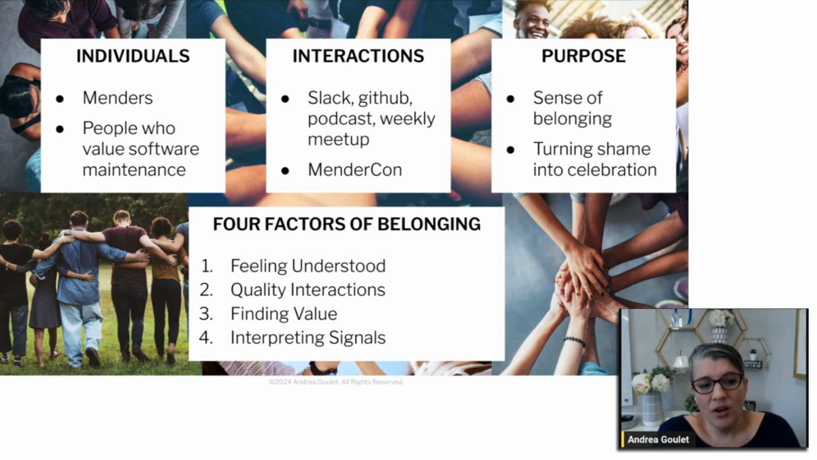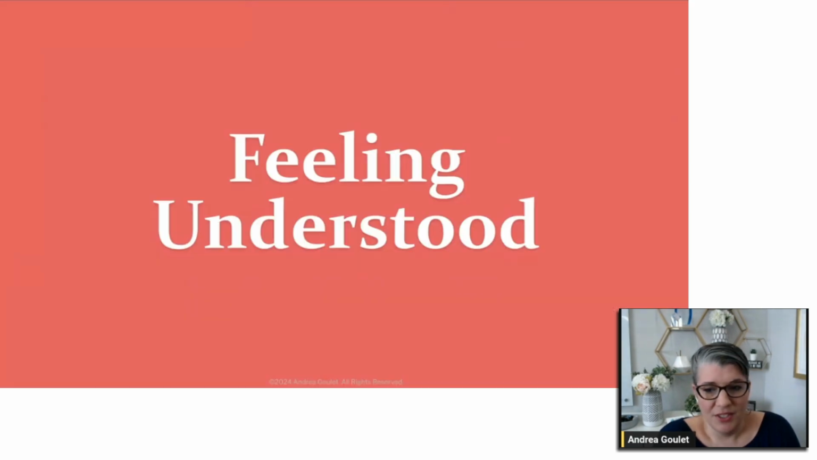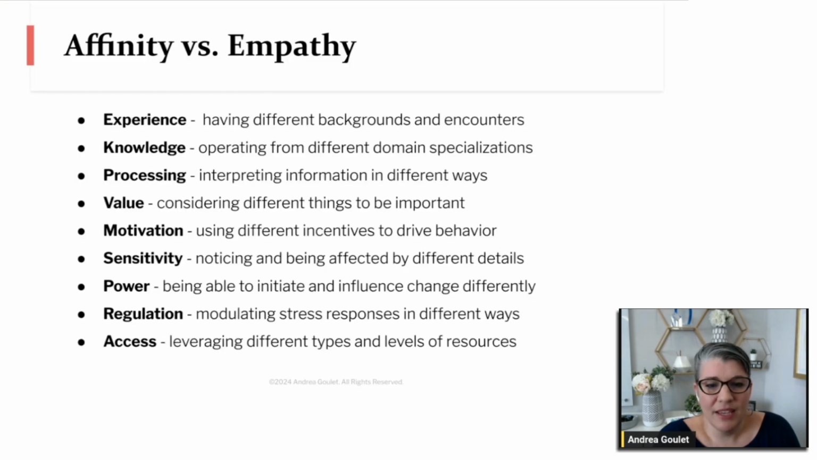We're going to dive into 4 different things that create a sense of belonging, that I think we do really well here and that we can then model for the teams that we work on. The first is feeling understood. And here I want to look at the difference between affinity and empathy. When we meet with people, sometimes we just feel like, oh my gosh, you get me. I think that is the feeling that so many people have had in our community. I feel seen. I don't have to explain myself like I do in all of these other settings. I can just be myself. And that is so valuable.